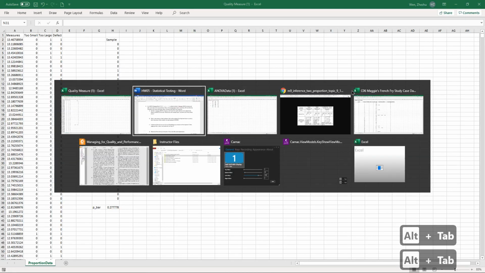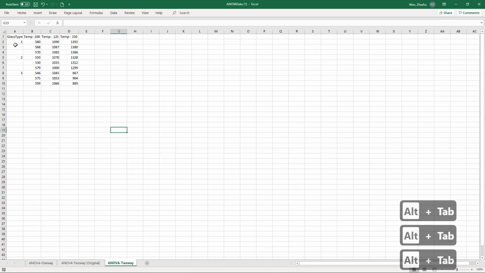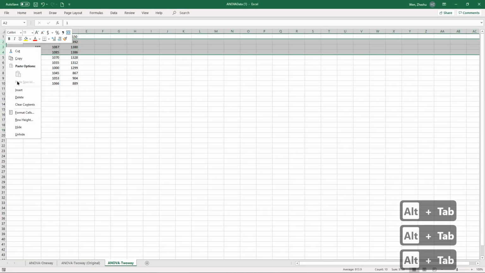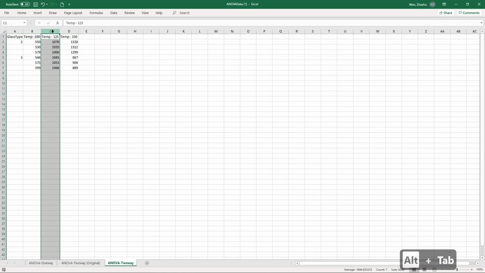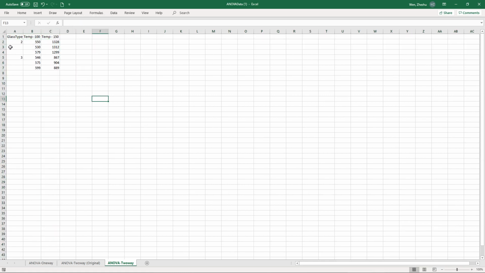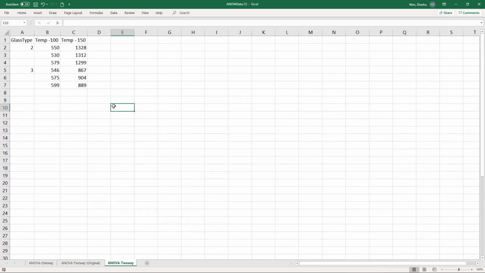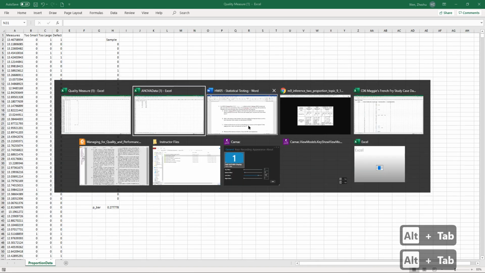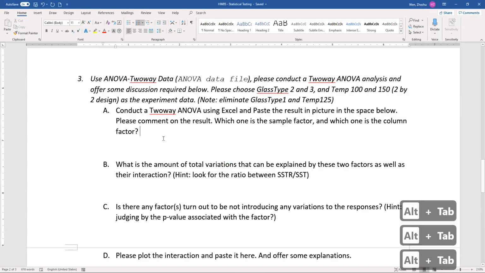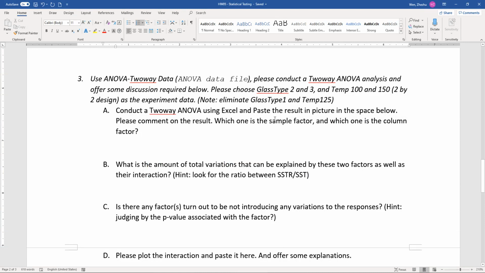So let's go back to the ANOVA data. So this is what it is. You should eliminate this portion, and you should eliminate the middle portion. So this is glass type 2, 3, and temperature 100, 150. And then you run the ANOVA test here, and then just answer what it is asking.